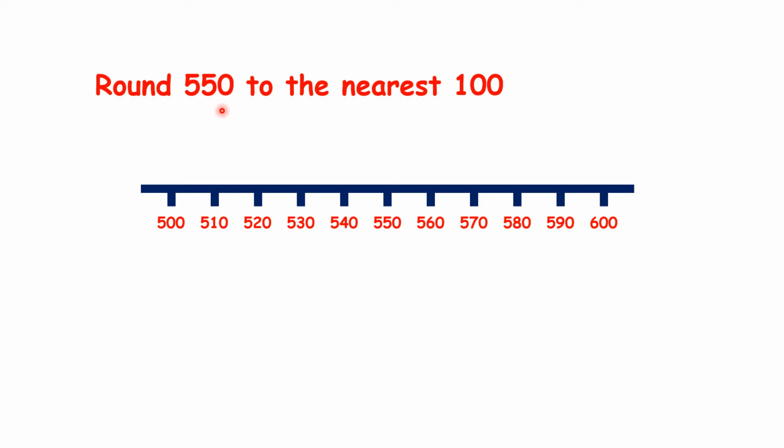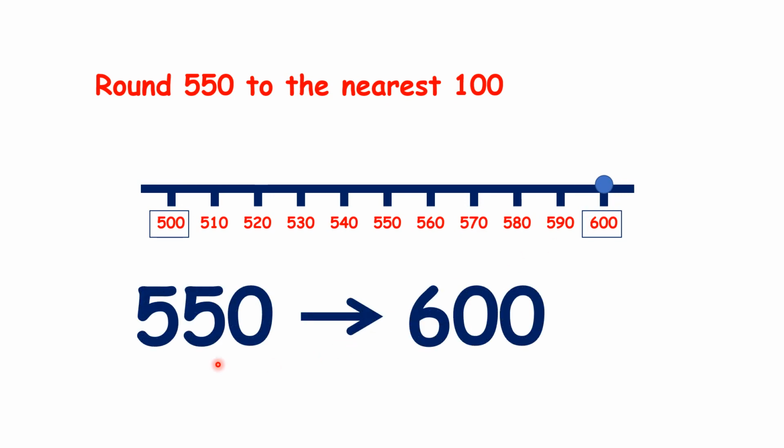Now round 550 to the nearest 100. Well, 550 is the number exactly in the middle of 500 and 600. But when a number is in the middle, we always round up. So 550 rounded to the nearest 100 is 600.